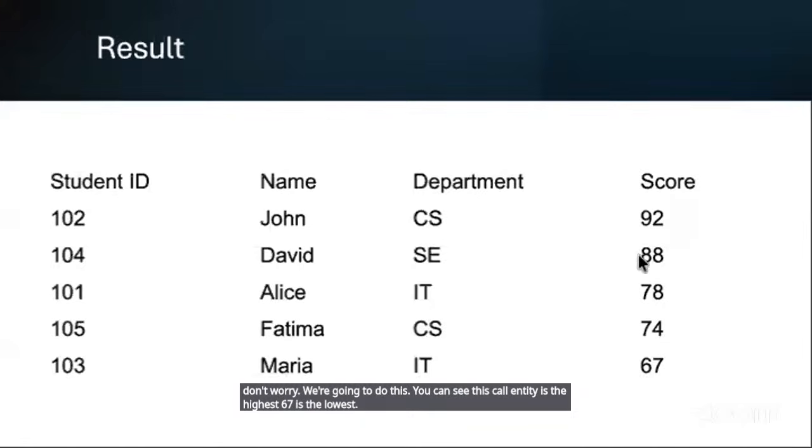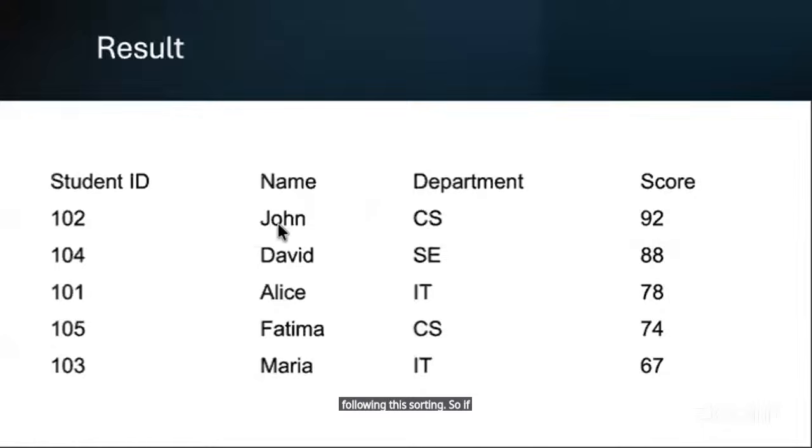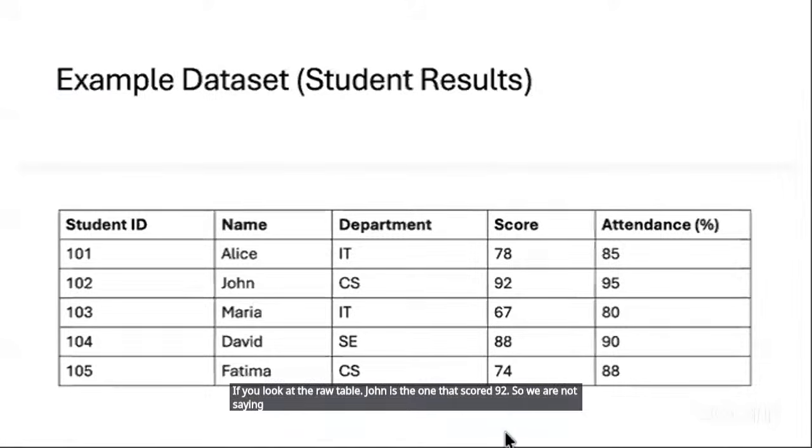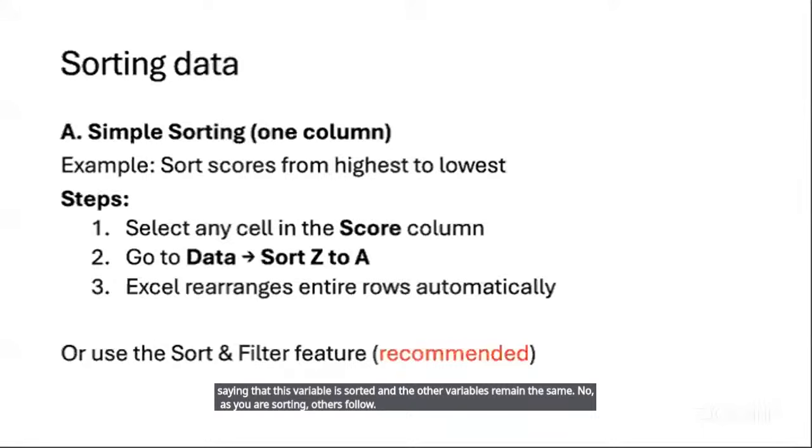Mind you, please, as you are sorting, the other columns are also automatically following this sorting. So if you check 92, who scored 92 is John. If you look at the raw table, John is the one that scored 92. So we are not saying that this variable is sorted and the other variables remain the same. No, as you are sorting, others follow. All right, that's for sorting.